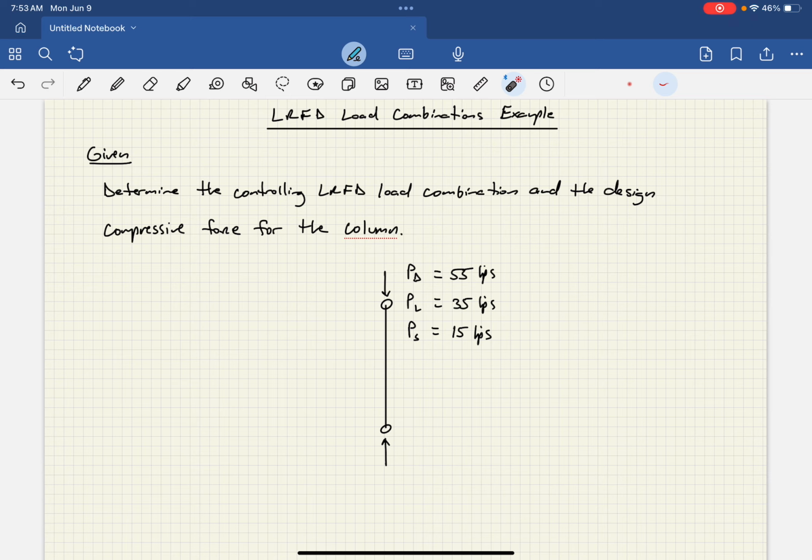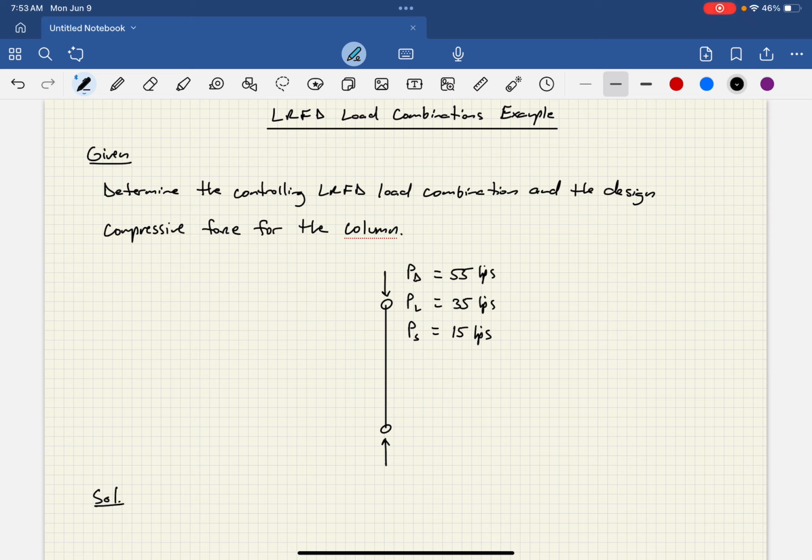Now, this column is subjected to service loads of a 55 kip dead load, a 35 kip live load, and a 15 kip snow load, okay? And we show the compressive loads kind of lumped together at the top and the bottom for the purposes of showing equilibrium, okay?